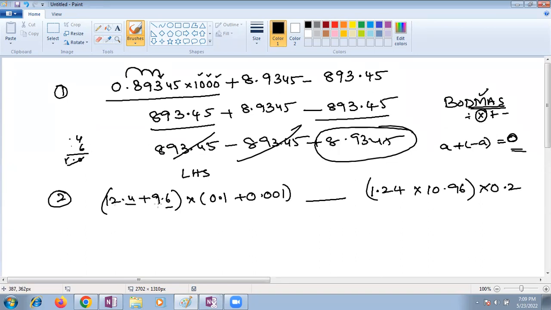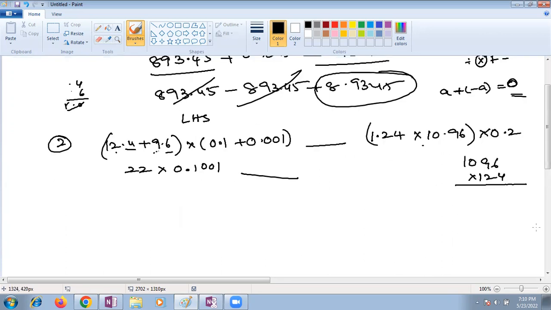So this is 1. If you add 9 plus 1, that is 10, and 12 plus 10 is 22, multiplied with, if I add these two things, 0.1001 you will get. Then coming to the right side, in this case you need to multiply, children. There is no option, because we have different numbers. You need to multiply very quickly. First, multiply 1096 into 124. Come on, children, please do this calculation and let me know the answer.